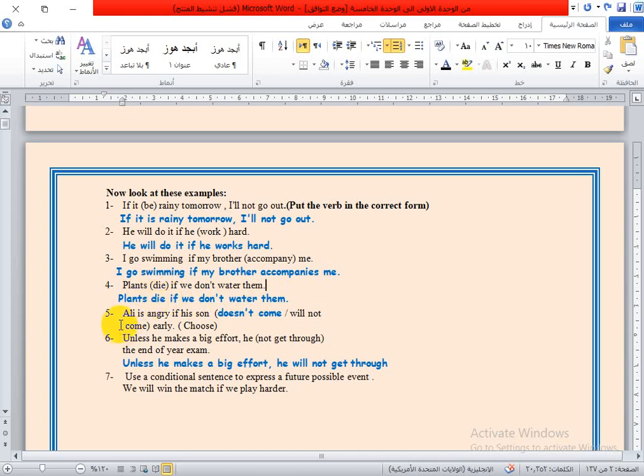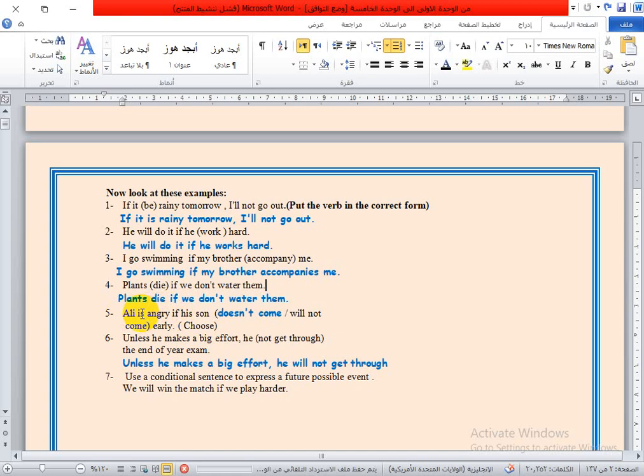Number 5. Ali is angry if his son doesn't come. This is the first choice: will not come. This is the second choice: early. Choose. I found it in the form of choose. Choices. Here we have if in the middle, preceded by the main clause. The main clause is Ali is angry. This is the present simple.